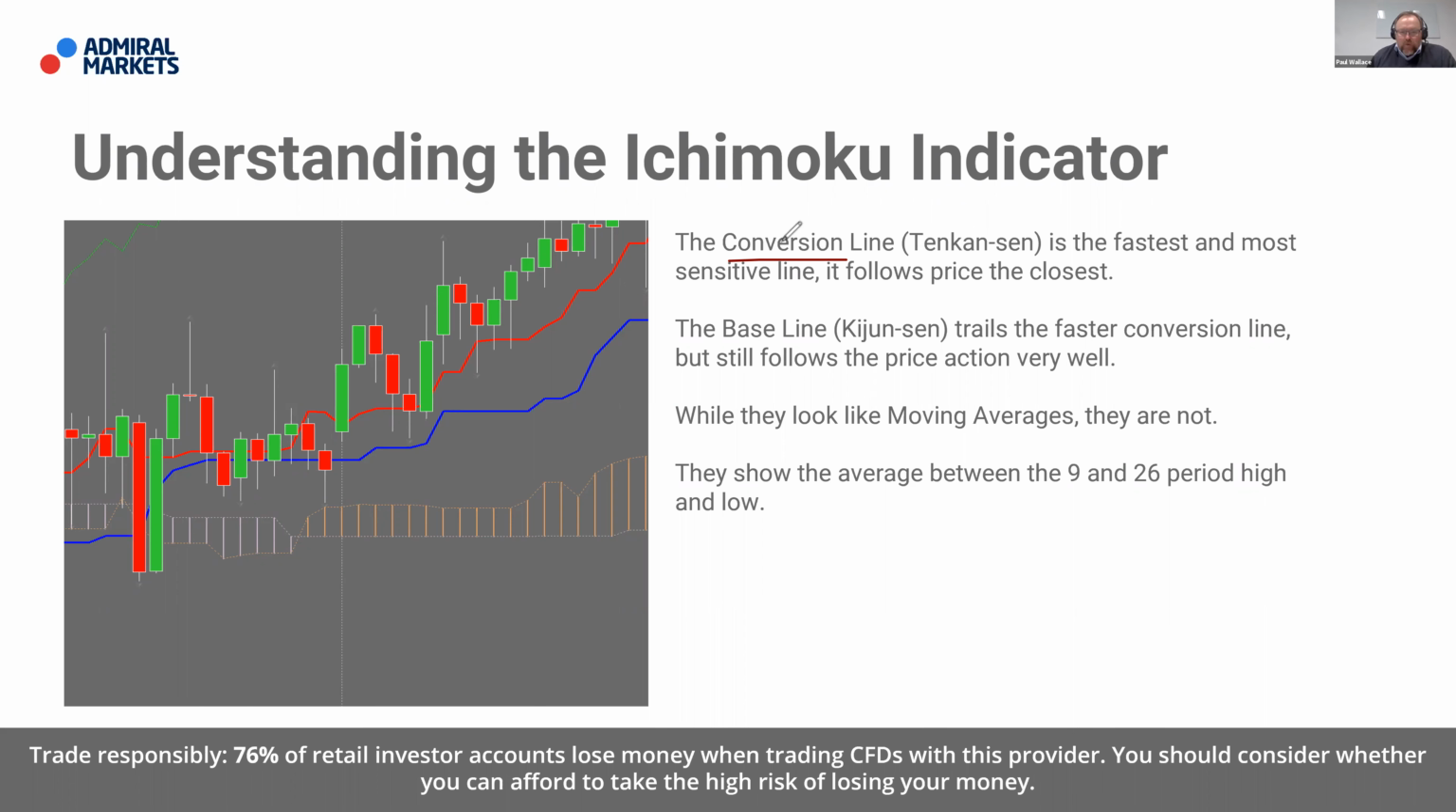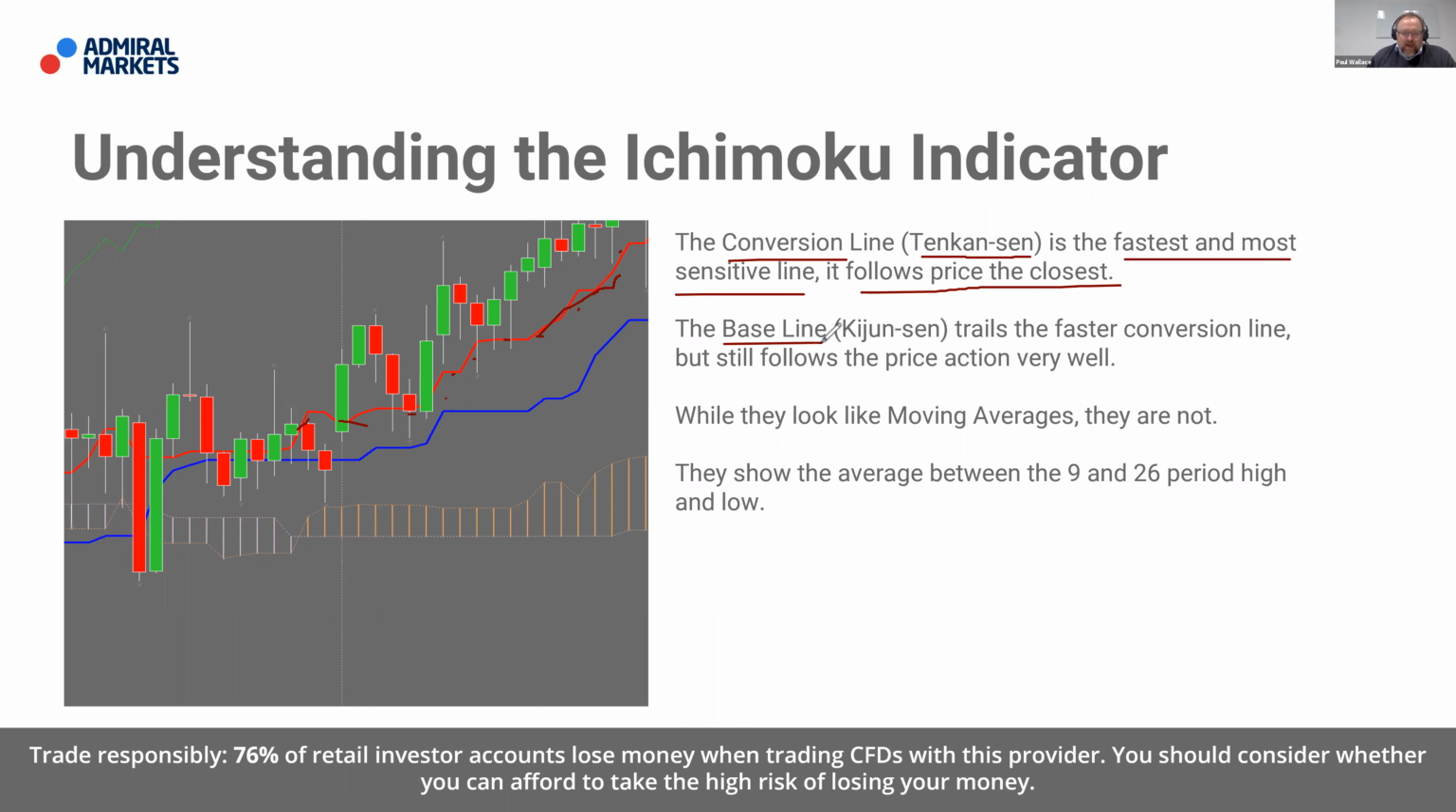So it's not unusual that we might call it the conversion line, which would be this line here, which in the Japanese name is Tenkan-sen. And if I haven't pronounced that properly, then please do apologize. I'm a better trader than I am a linguist. But what we really want to know as traders is that the conversion line is the fastest and most sensitive line. It follows price the closest, and you can probably see that on the chart there. It's the line closest to price, the one that follows it the most closely.